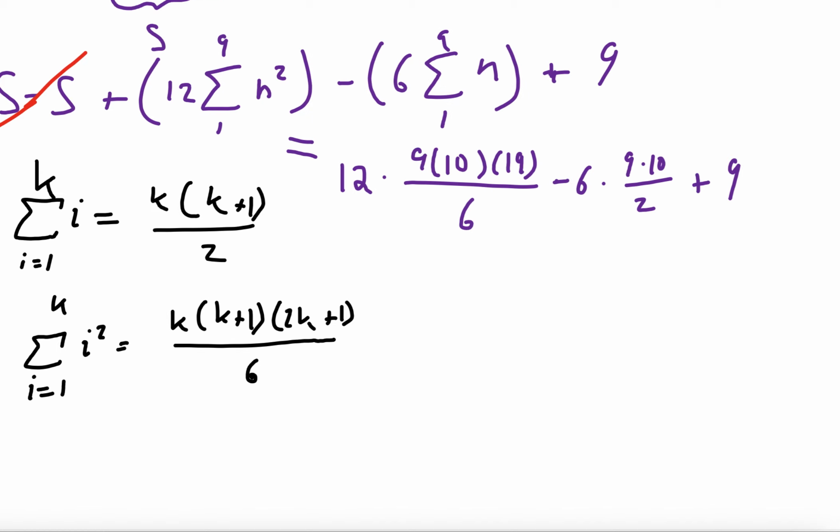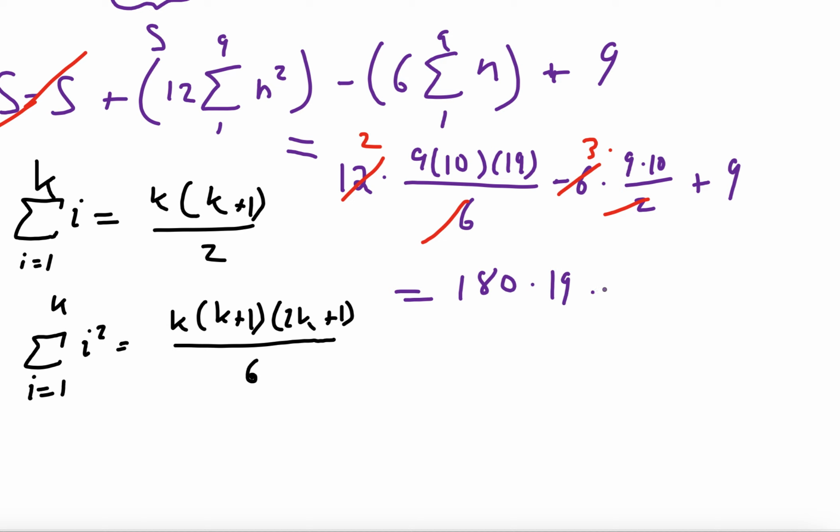Now, of course, you can cancel out the 12 and the 6, leaving a 2 up here. You can cancel out the 2 and 6 here, leaving a 3 times this. And so we ultimately get 2 times 9 times 10 times 19, which is going to be, well, 2 times 9 is 18, times 10 is 180, times 19. So you have 180 times 19.